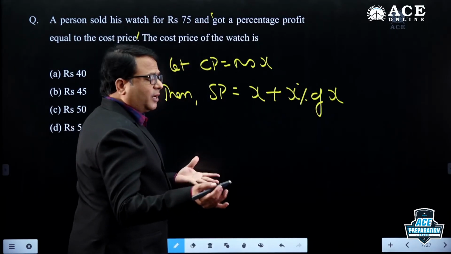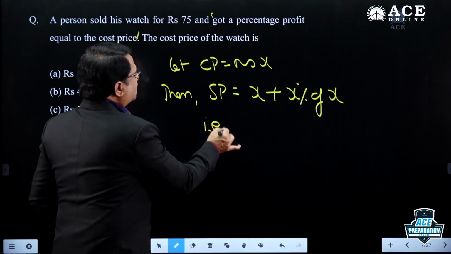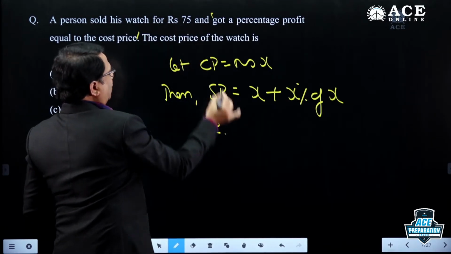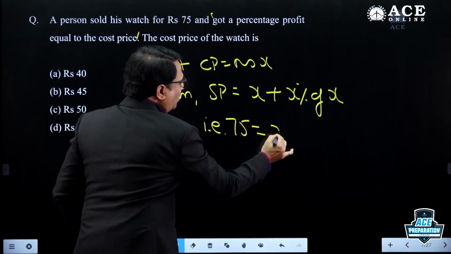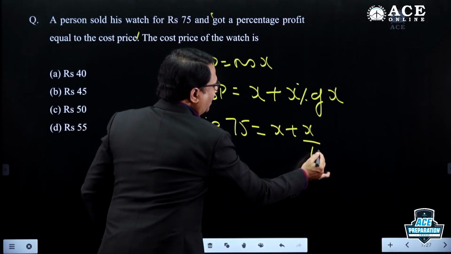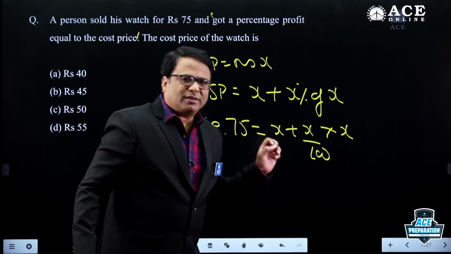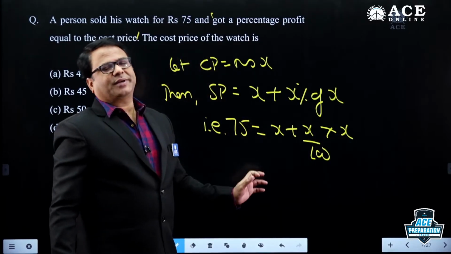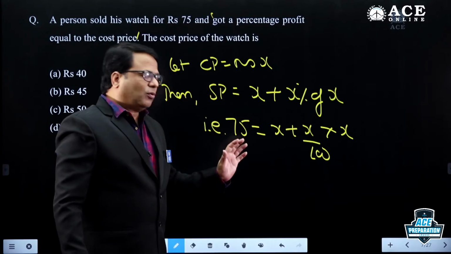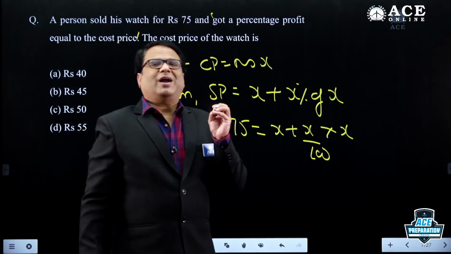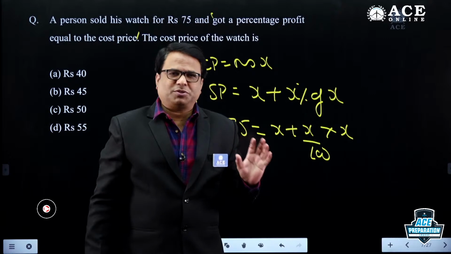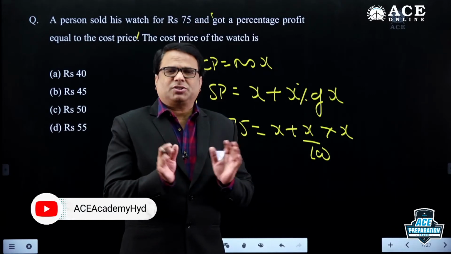But selling price is already given. How much is selling price? Already given as 75. So I substitute 75, then X plus X by 100 into X. Now if you solve this further, you get a quadratic equation. And by solving that quadratic equation, you get the value of X. That is the procedure if you go by the traditional style.